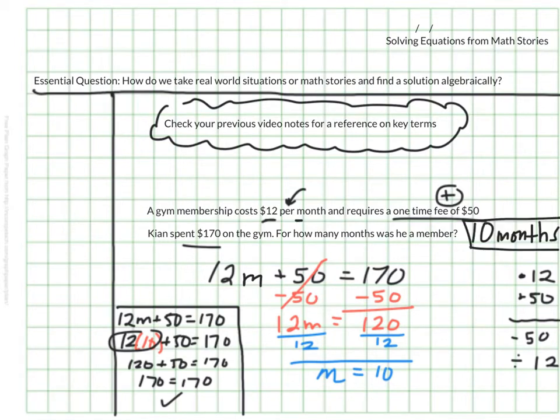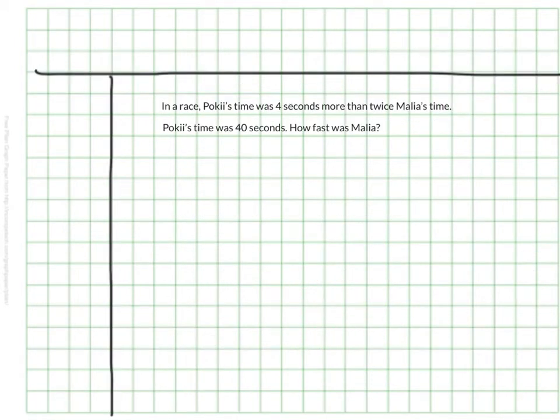Let's try another one. In a race, Poki's time was 4 seconds more than twice Malia's time. We know that Poki's time was 40 seconds, and our job is to figure out how fast Malia was. I'm going to use m for Malia since we are trying to figure out her time, and we know that Poki's time is based on hers. So we know Poki's time was 4 seconds more than twice Malia's.